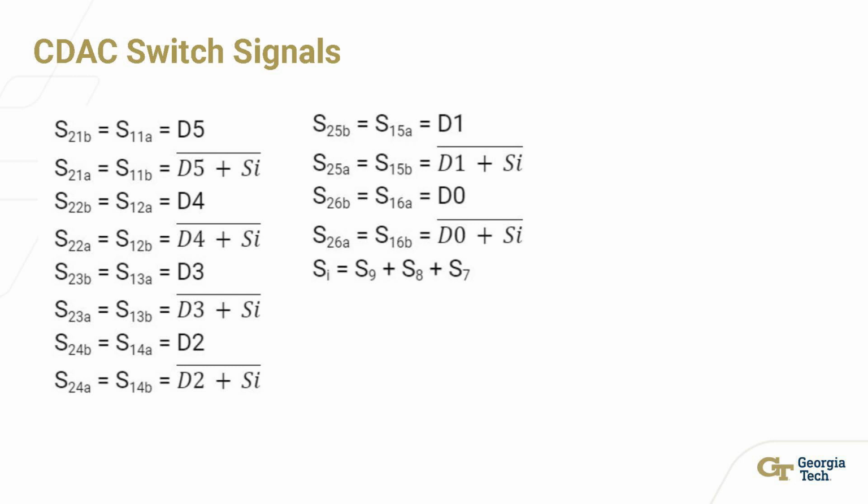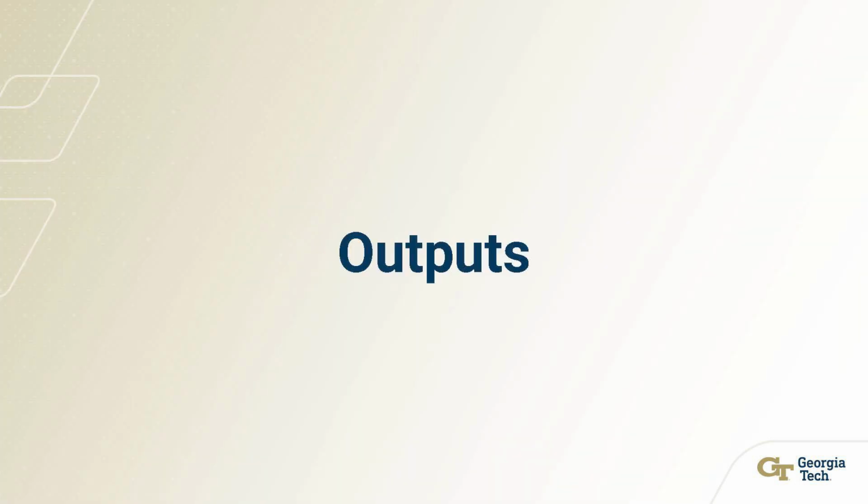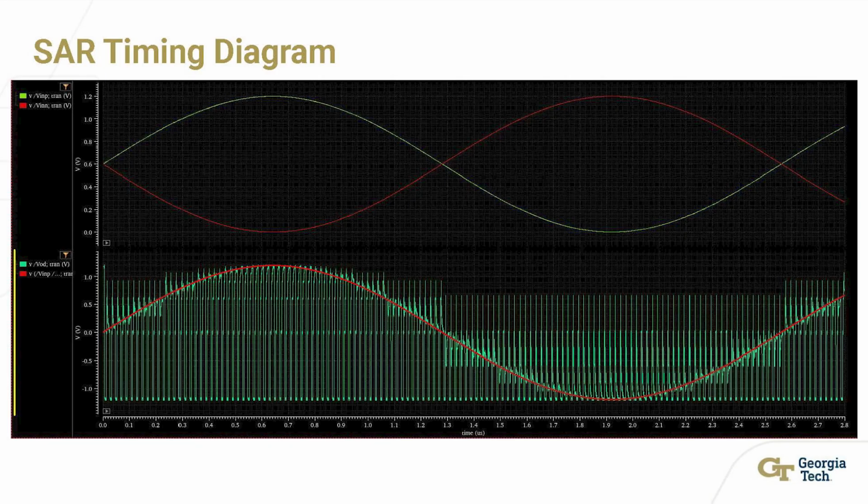Now that we have everything ready of the CDAC and the SAR logic, we will simulate the circuit. So first you can see the timing diagram. On the top, the 2 signals are the V in P and V in N, which is the input analog waveforms. And on the bottom, you could see the input differential voltage versus the output digital voltage converted to an ADC voltage.